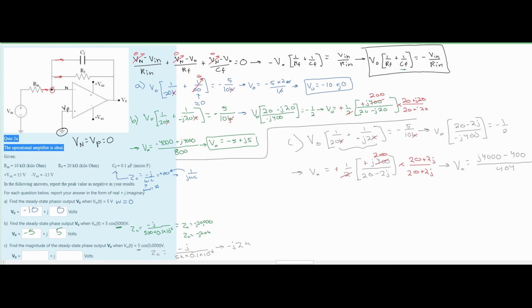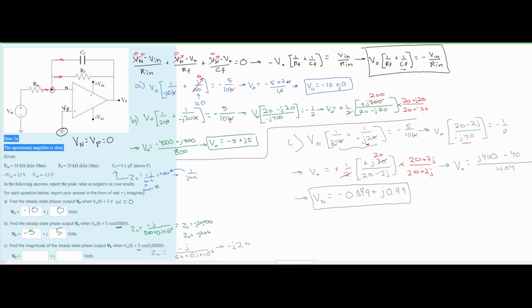And I made the mistake where this is 400, where this should only be 40, because the 20 times negative J2 only gives us a negative J40. So that is going to be incorrect, meaning that this should only be a 40, not a 400, meaning that when we divide that, it's going to give us a 20 instead of a 200. So not too much is changing. We're just going to be getting rid of a 0 on both of these. So the first is going to be a J400 minus 40 divided by 404. That's going to be the equation.